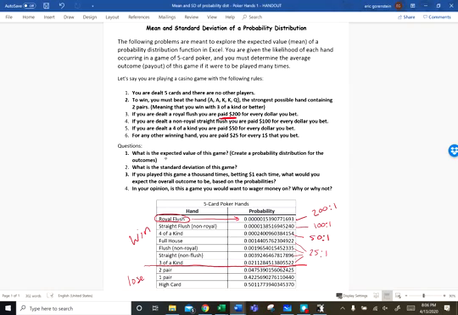Okay. So, questions. What is the expected value of this game? Now remember, expected value is the same as the mean. So what is the mean of this game? And what is the standard deviation? Once we've answered number 1, we could answer number 3 and 4. If you play the game 1,000 times, betting $1 each time, what would you expect the overall outcome to be? How much money would you end up with? And after you answer 1, 2, and 3, in your opinion, is this a game you would want to play? Why or why not?